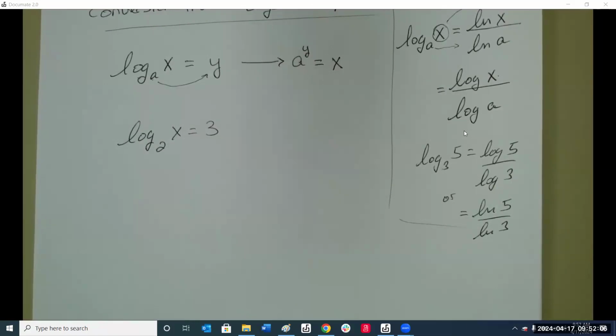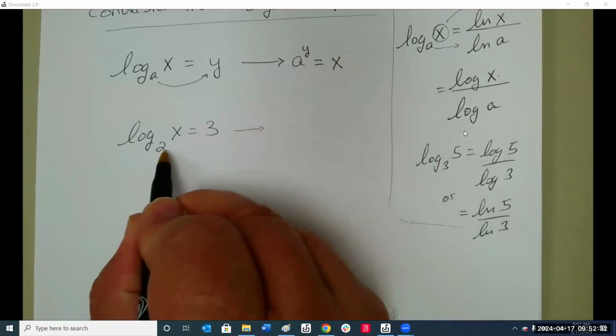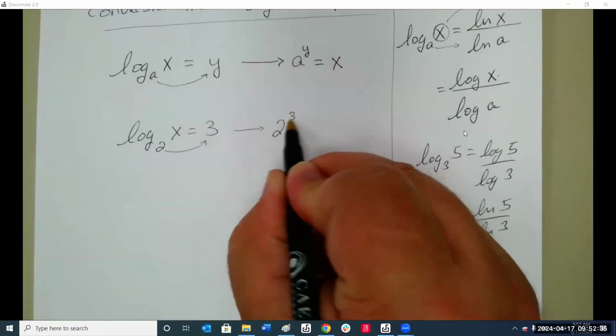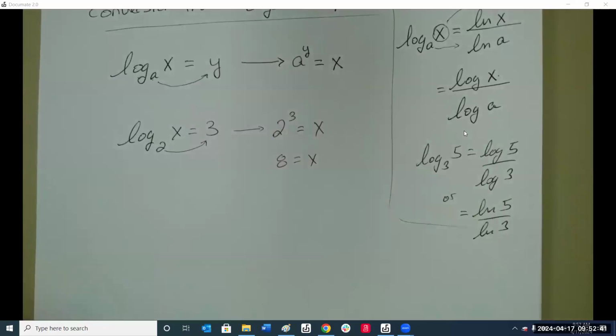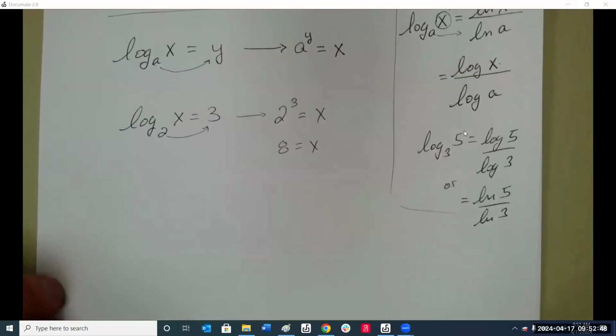Solve for x. What did you get? Which is what? Yes. So here we have a conversion. 2 to the power 3, the log drops off, equals x. 2 to the power 3 is 8. So now we know what x is. That's all there is to it. Let's look at some examples here.